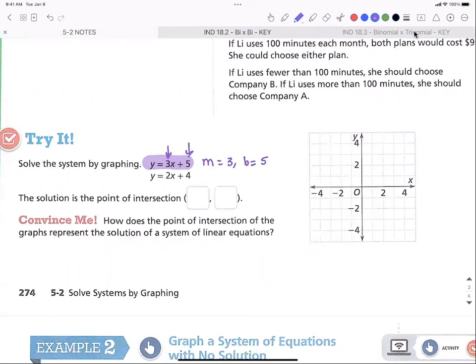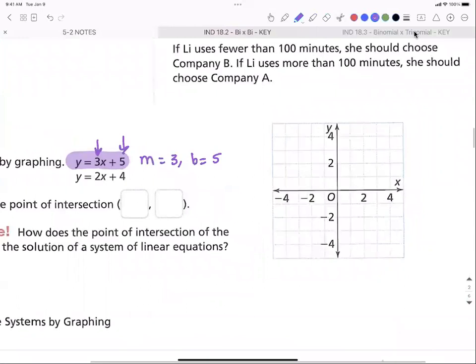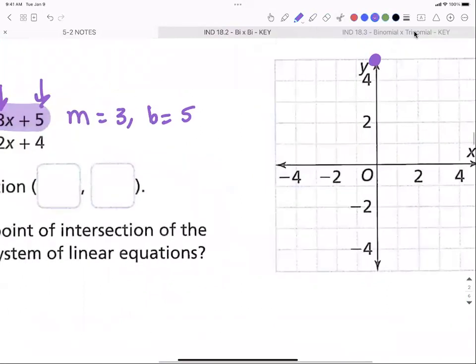Okay. So we begin with our b. So we put a point right at 5 on the y-axis, which is way up here. Now, think about that. I want to review this. We've done this, but I want to review it. Our slope really needs to be a fraction, right?